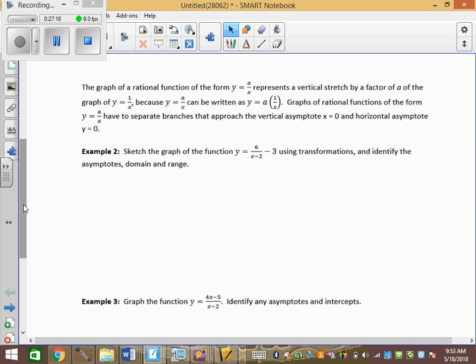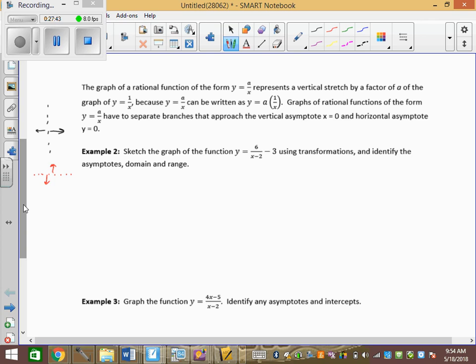It didn't move those, did it? Because what moves a vertical asymptote? A horizontal translation. So a vertical asymptote is moved by a horizontal translation. And what moves a horizontal asymptote? Vertical translation. The reflections change your domains and ranges, right?